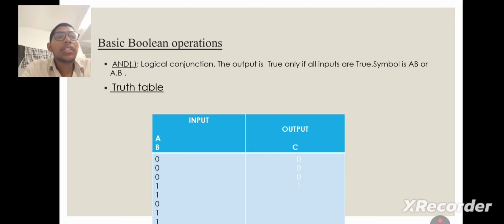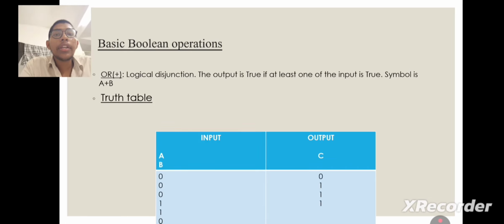Now we are discussing another gate, the OR gate. It is denoted by plus. Logical disjunction. The output is true if at least one of the inputs is true. Symbol is A plus B. Truth table: inputs are A, B, output C.